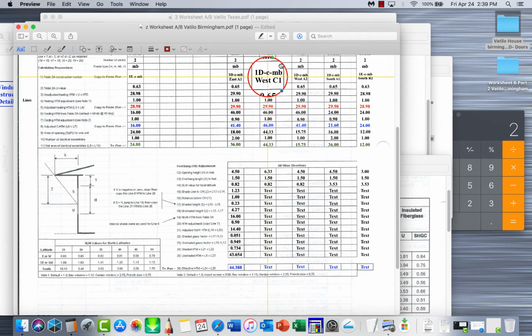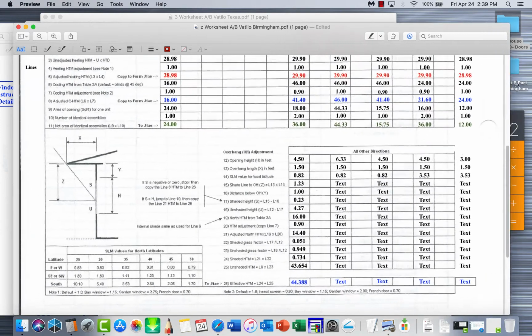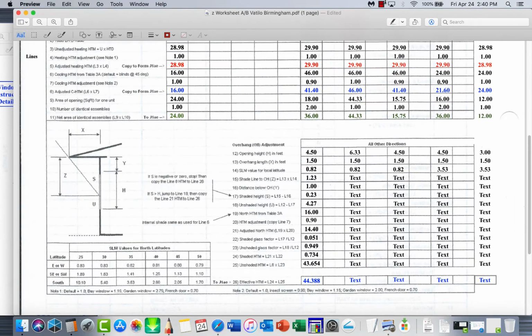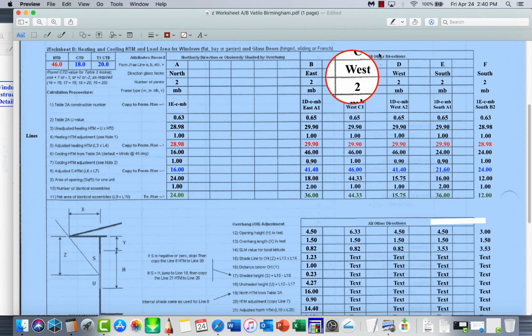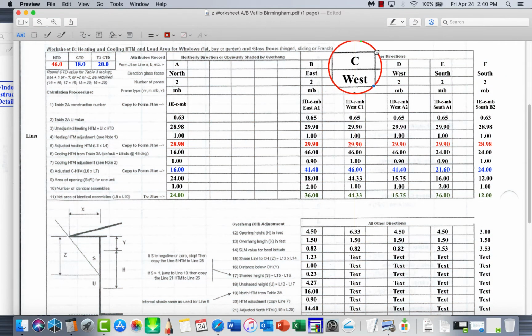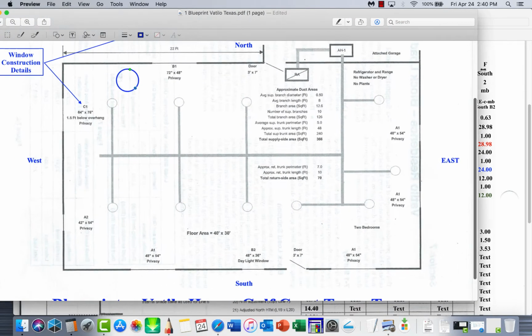I wanted to do another window. We're going to do this one right here. This is the C window. Let me make this a little bit bigger. There we go. A little bit more visible for people watching. Okay, this is the C window. It's on the west side, 2-pane, metal with a break. There's your construction number, 1D-C-MB West C1.